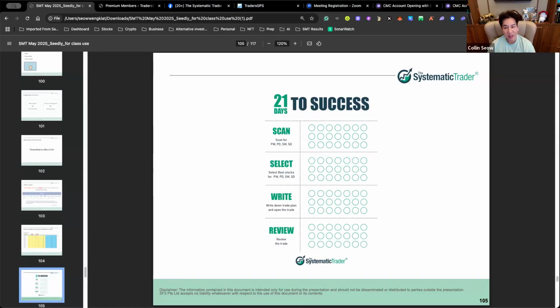Second, select your stocks. Third, write down your trade. It's on a physical copy. Write down your trades, review your trades, write down what happened to your trades. Scan, select, write down, and review. Each time you do a scan, take a box here. Each time you do a select, out of the 10 stocks you select one stock, take a box here. Write down your trade plan. Not necessarily must trade the stock, but at least paper trade the stock, write down the trade, review the stock. Every time you review, write down.